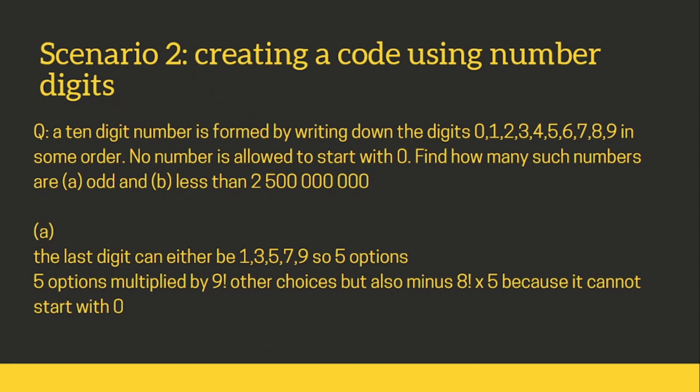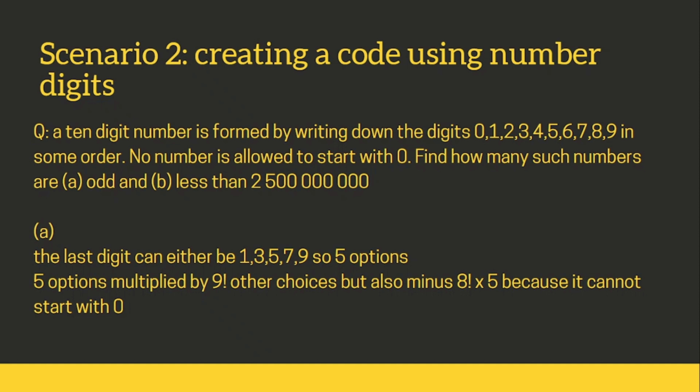The second scenario is creating a code using number digits. So a 10-digit number is formed by writing down the digits 0 to 9 in some order. No number is allowed to start with 0, and so find how many such numbers are odd and how many numbers are less than 2.5 million. So for the first part, we want to see how many numbers are odd.